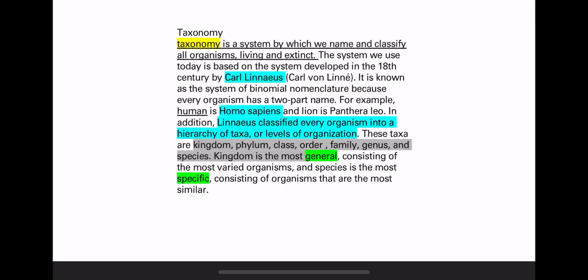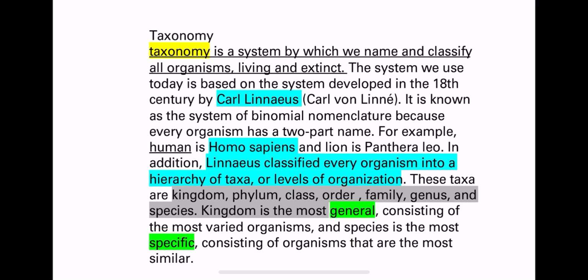Hello guys, now we're gonna start a new chapter in the SAT book, Taxonomy. In this chapter, we're gonna talk about taxonomy and define what the meaning of taxonomy is. So first of all, what is the meaning of taxonomy? Taxonomy is a system by which we name and classify all organisms. So there are two goals in taxonomy: to study the name and the classification.